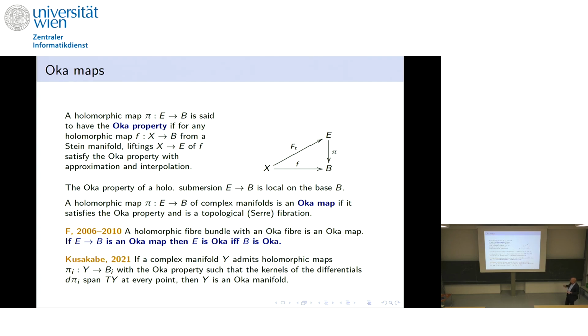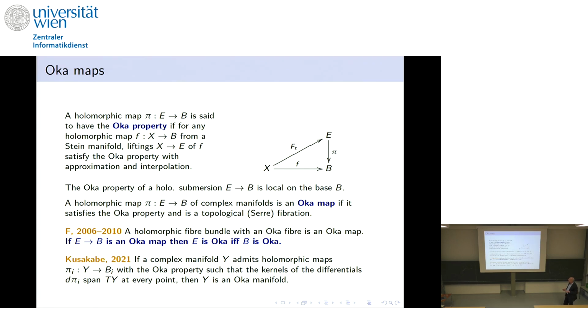So Lárusson actually developed a nice abstract homotopy theoretic interpretation of this subject in which Oka maps are what is called fibrant, and Stein inclusions are cofibrant, and so on.